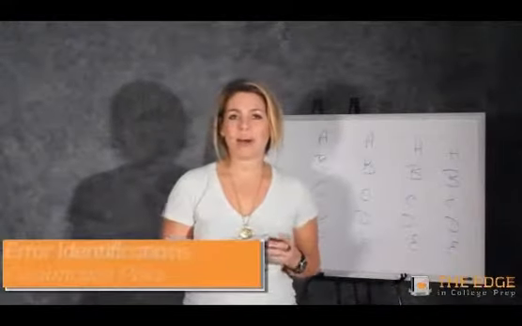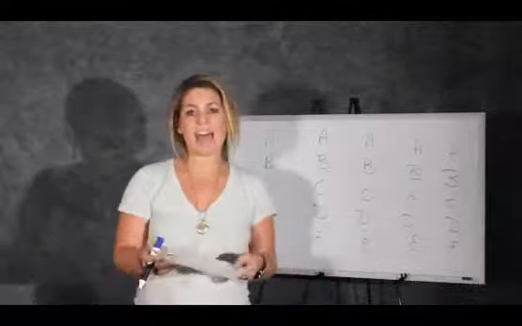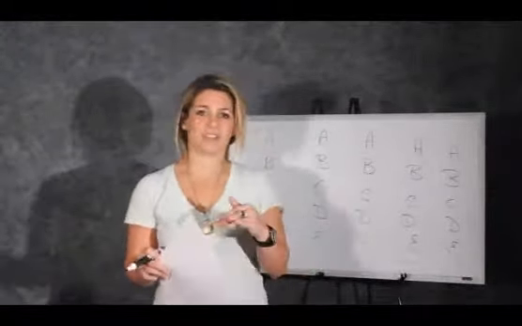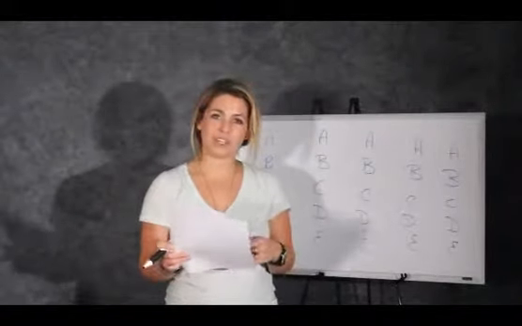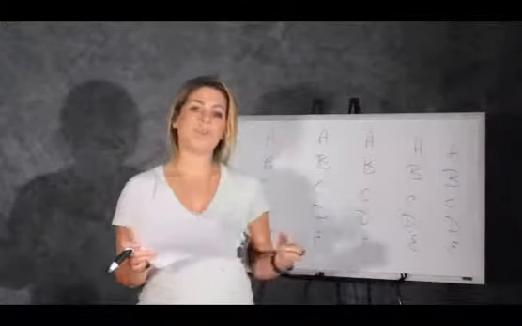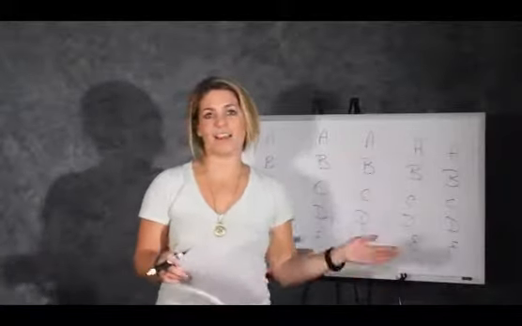So the first type of minor error that we're going to look at is called conjunction pairs. And certain words have to be followed by certain conjunctions. On your sheet, you have a list of the top conjunction pairs that are tested on the SAT. So the first two are neither and then nor, and either and then or.